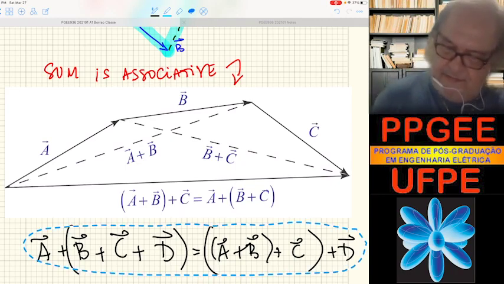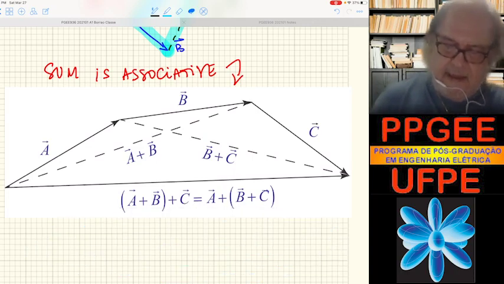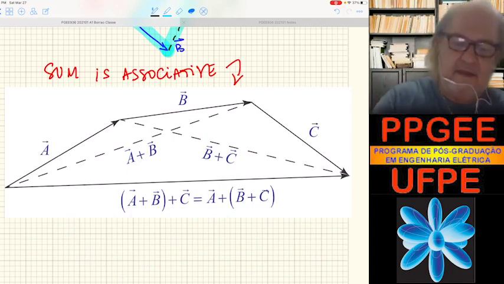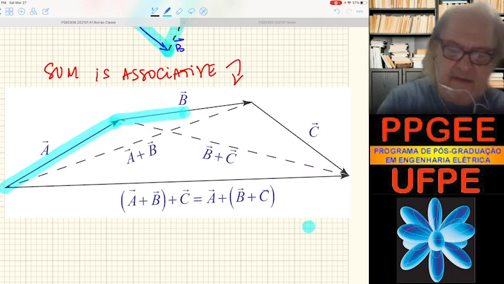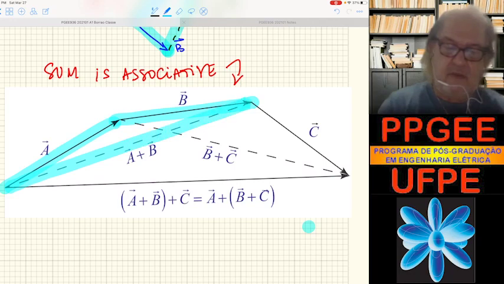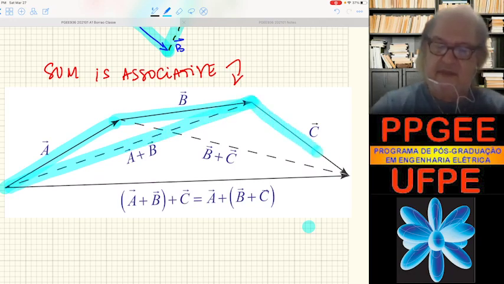So let's see, for instance, for three vectors, A, B, and C. So how do you do it? Well, let's make A plus B first. You construct the sum using the rule A plus B. Then we sum this resulting vector with C.